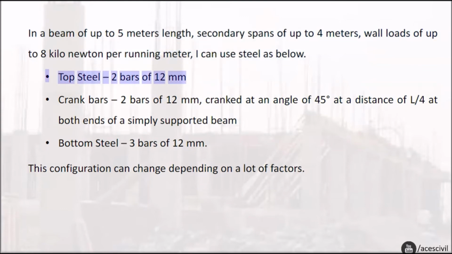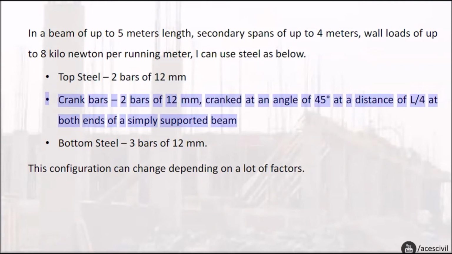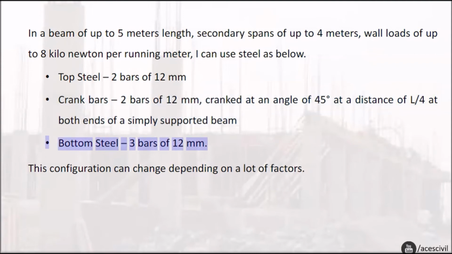Top steel: 2 bars of 12 mm. Crank bars: 2 bars of 12 mm, cranked at an angle of 45 degrees at a distance of L/4 at both ends of a simply supported beam. Bottom steel: 3 bars of 12 mm. This configuration can change depending on a lot of factors.